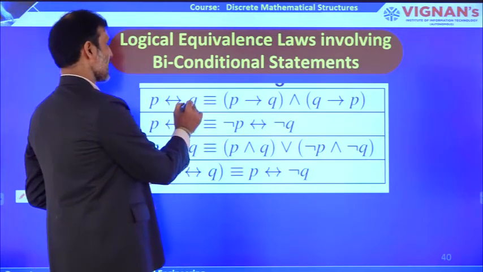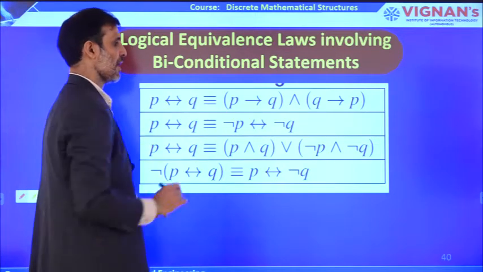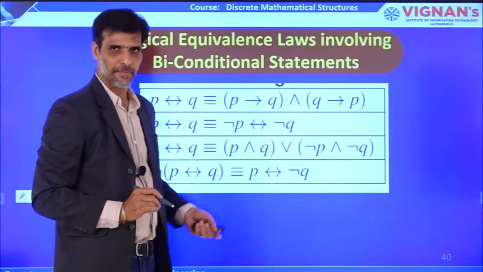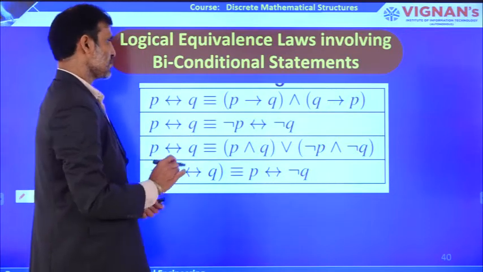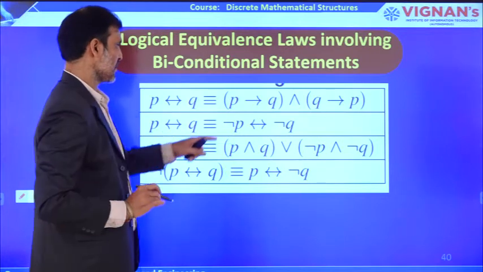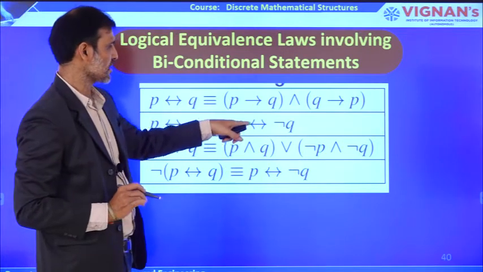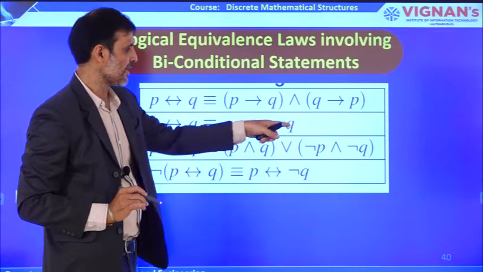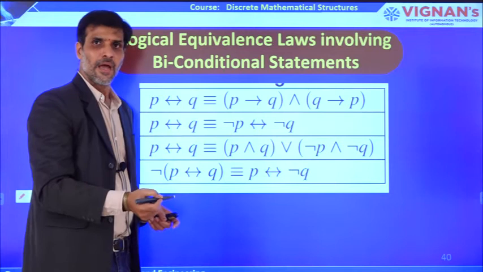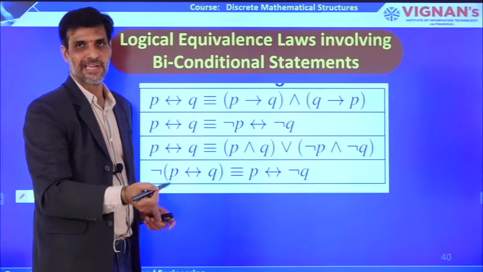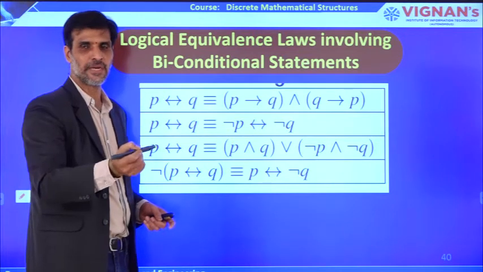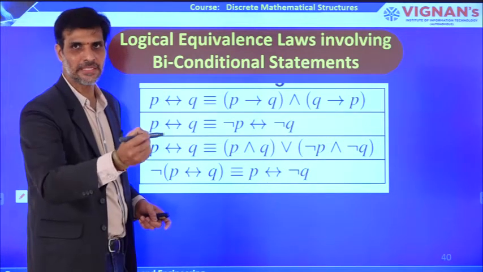P implies and implied by Q is logically equivalent to P implies Q and Q implies P. So this is another one. P implies and implied by Q is logically equivalent to negation of P implies and implied by negation of Q. Just like what we have taken for the inverse of conditional statement, P implies Q. What is the inverse of conditional statement? Negation P implies negation Q.